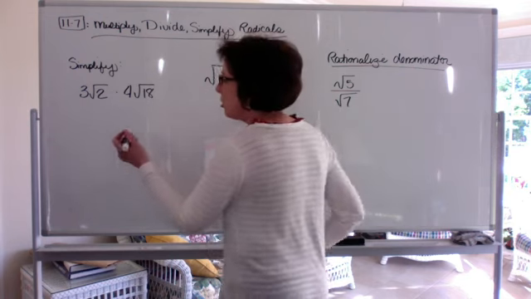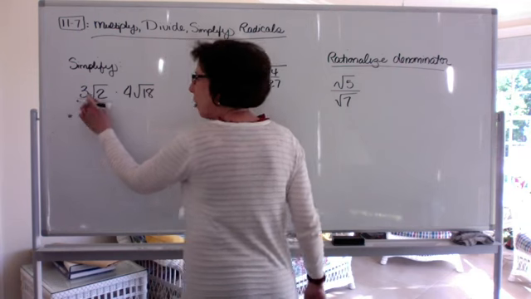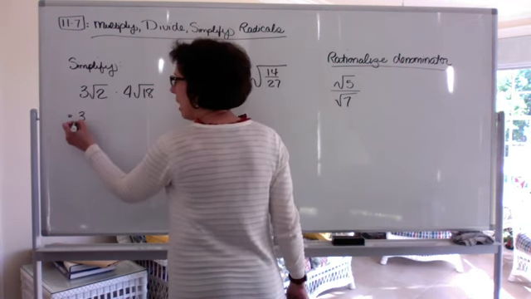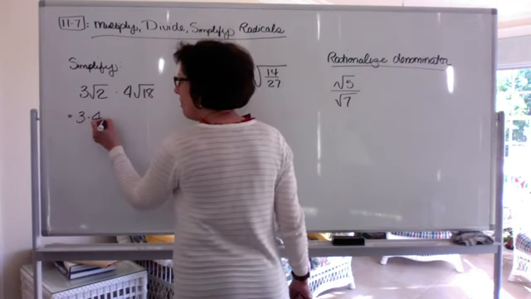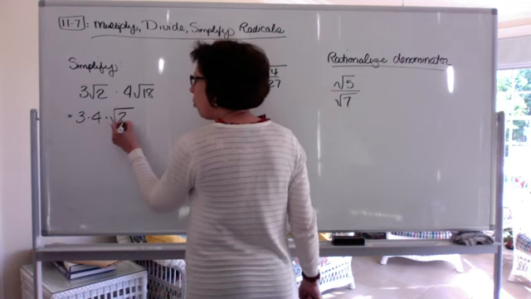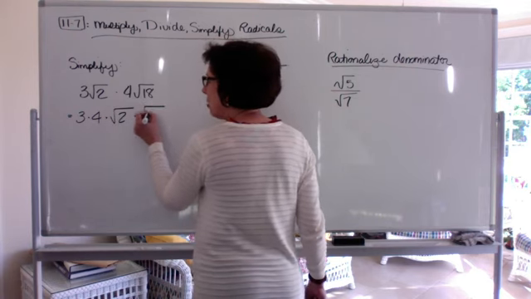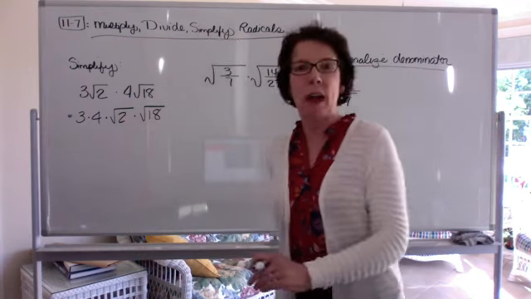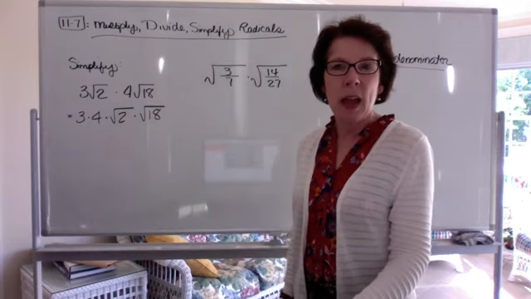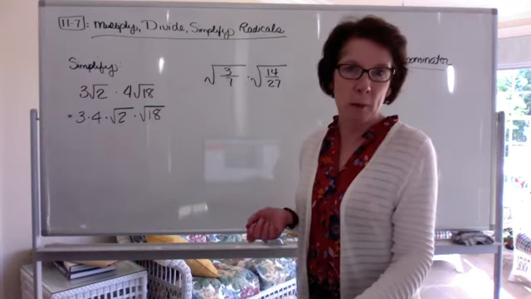And so what I'm going to do is put my rational factors out front. I've got 3 times 4. And that's going to leave me with the root of 2, my irrational factor, times my other irrational factor, the root of 18. Now, there is more than one way to simplify this.